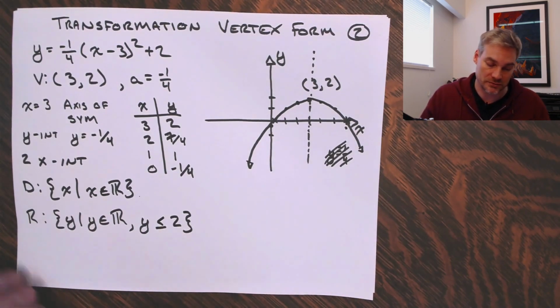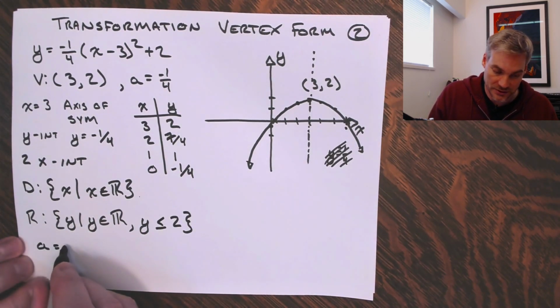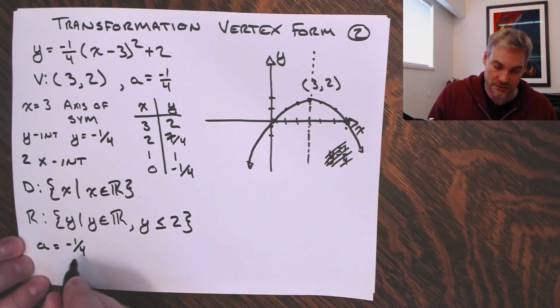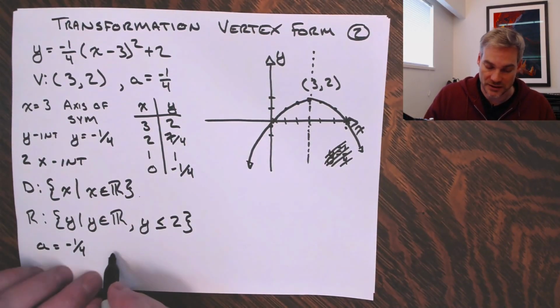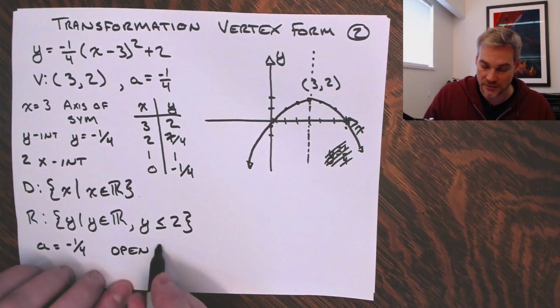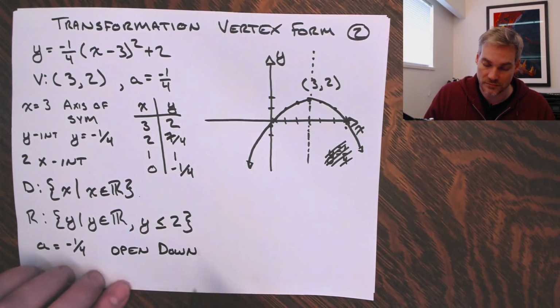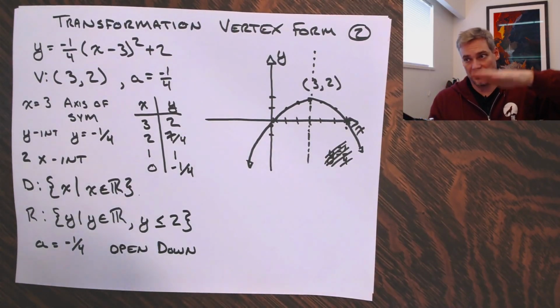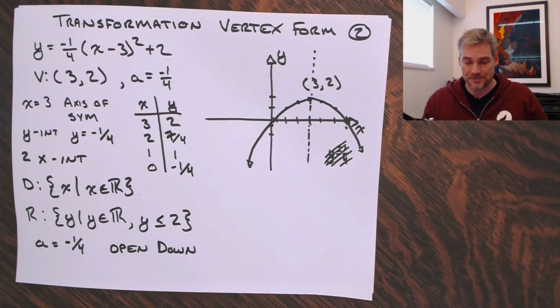So, oh, we can also say that a equals negative 1/4, which we wrote up here, but that means it opens down. And it's squished. So we kind of squish the whole graph that way. Cool.